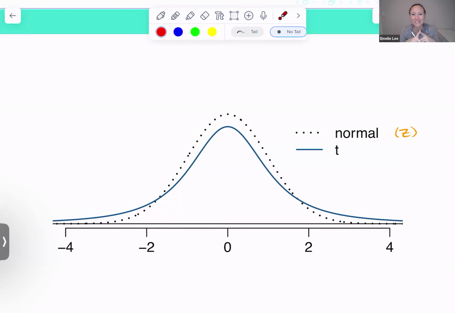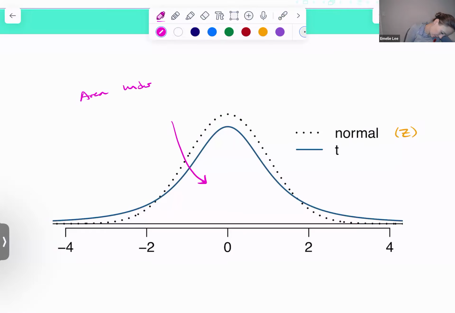Because what is the area under the curve? It's a probability still, right? And so here, the area under the curve is a probability, and the total area is still 1.